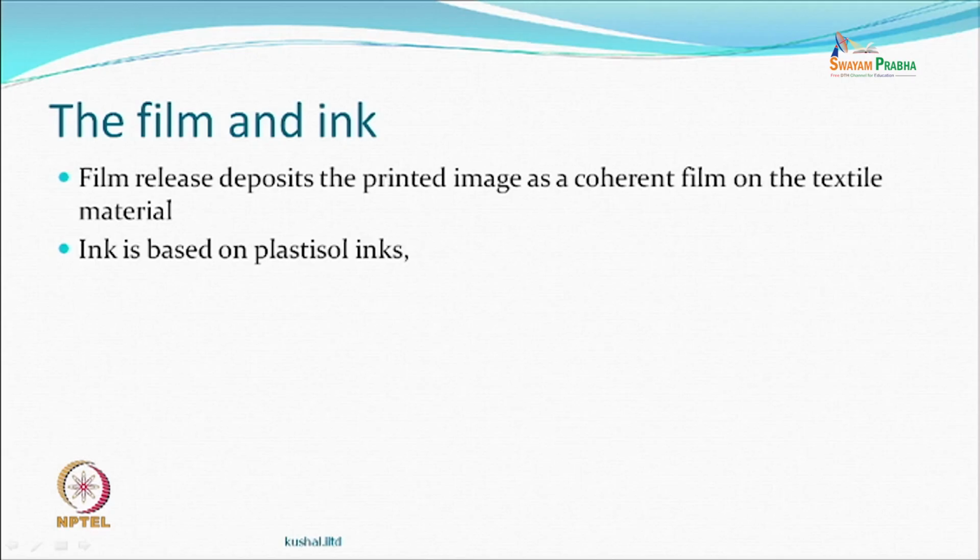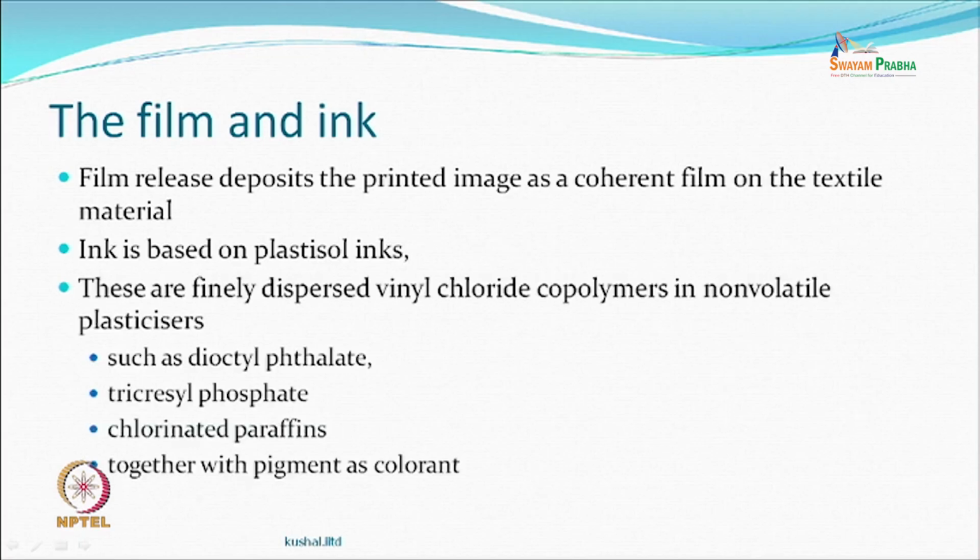So the inks are also called plastisol inks. Because there is going to be a film formation, it's like a plastic being made, so plastisols are there. You can use polymers like vinyl chloride copolymers along with some plasticizers. A plasticizer is a compound which reduces the glass transition temperature of the polymer and film in this case. So it remains flexible, right?